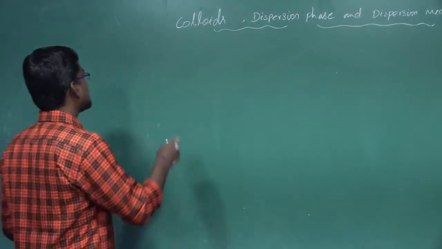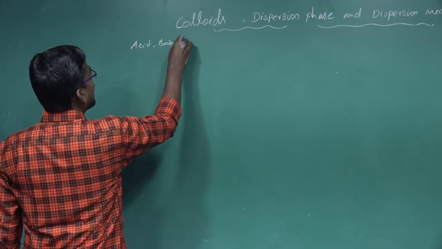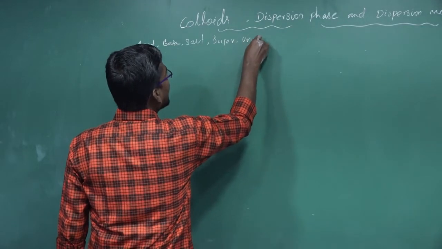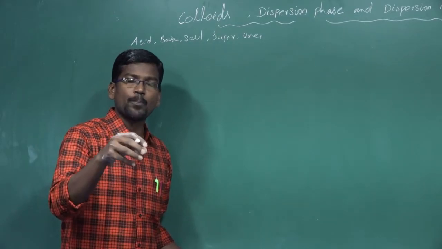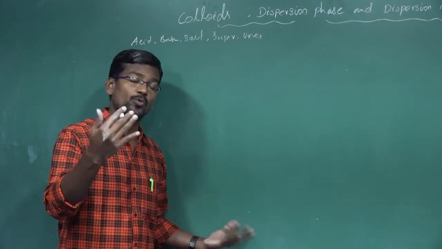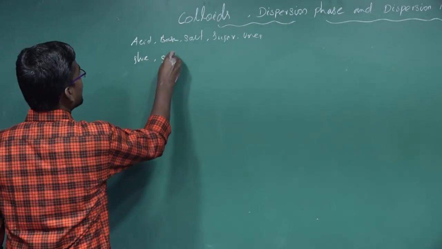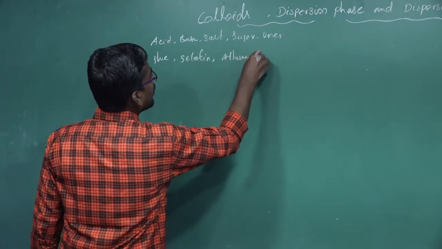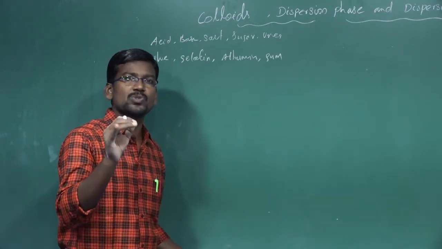For example, acid, base, salt, sugar, urea. These substances have a faster rate of diffusion on the parchment membrane and on the cellophane sheet. Another group: glue, gelatin, albumin, gum. These substances have a very slow rate of diffusion.